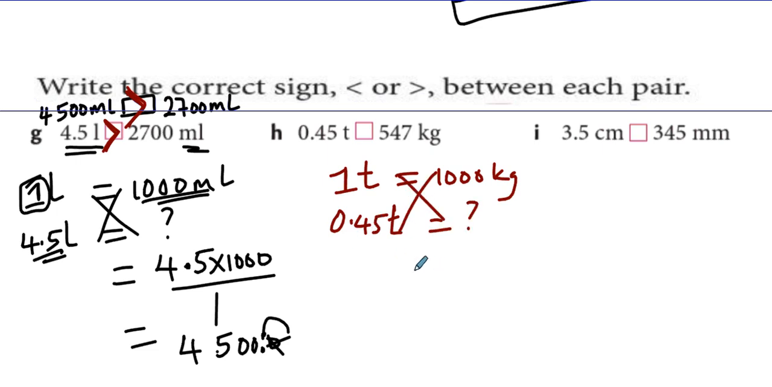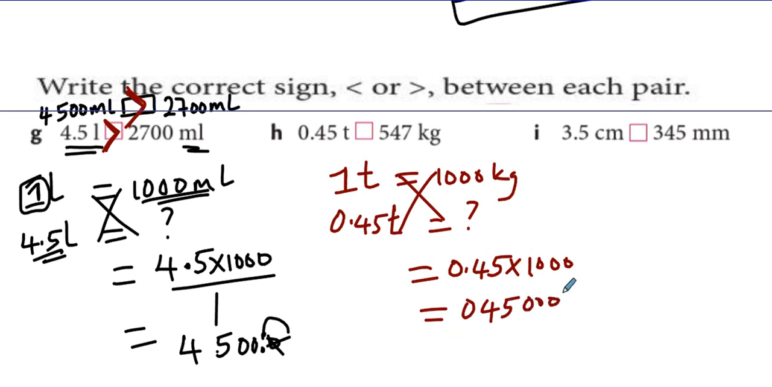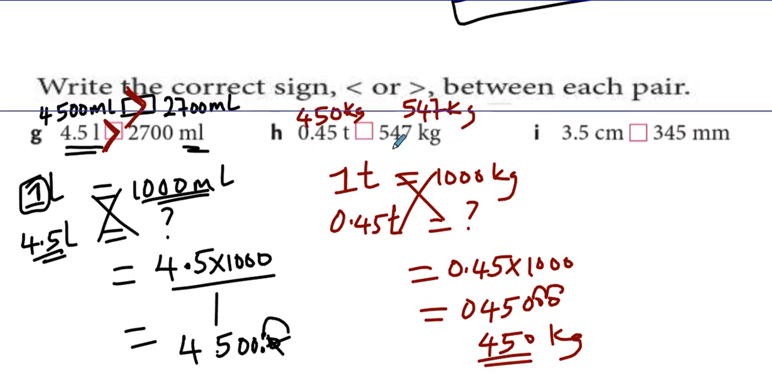So you cross multiply. This will be 0.45 times 1,000. And this will be 0.45000. 2 decimal places, so 1, 2, and the answer will be 450. So this is 450, but not ton, kg. This answer is kg. Now here we have 547 kg. Now you find that 450 is smaller than 547, so you keep this symbol here.